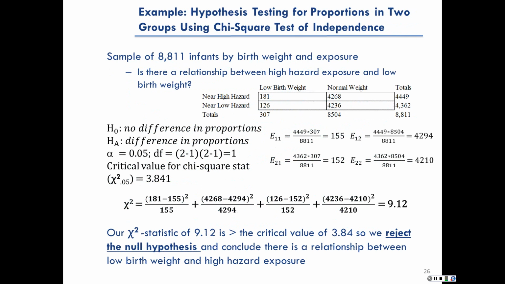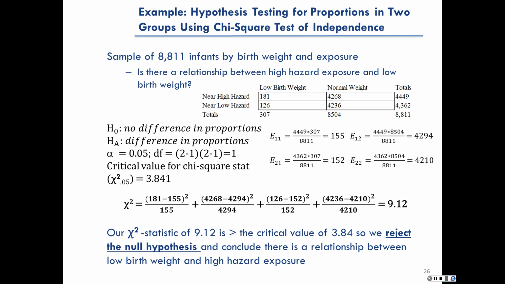So let's walk through an example here that I hope will make this a little bit more clear. So let's say we have a sample of 8,811 infants, and we're looking at their birth weight and whether they were exposed, lived near some hazardous area, a high hazard area versus a low hazard area. And so our question is, is there a relationship between high hazard exposure and low birth weight? So you can see our 2x2 table here. The birth weight is in the columns and exposure is in the rows.